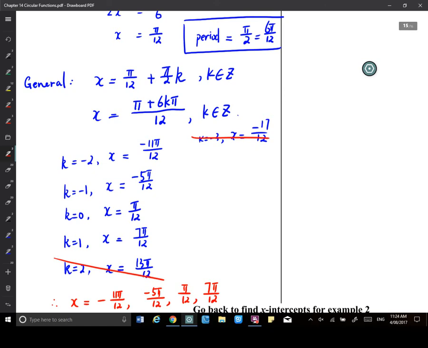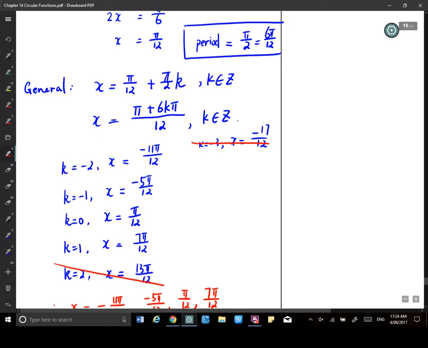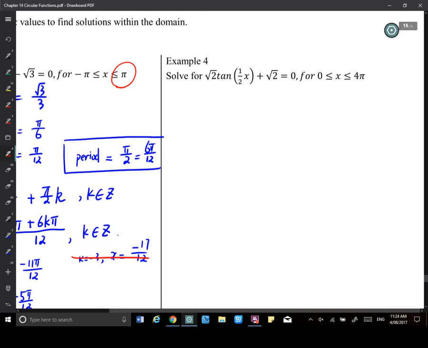There's only one base angle. You just solve everything once and you just keep adding or subtracting the period. Unlike sine and cosine, where you have two base angles, you need to add and subtract the period for both solutions. So that's quite difficult. Okay, so that's this one. You should be able to finish this at home.